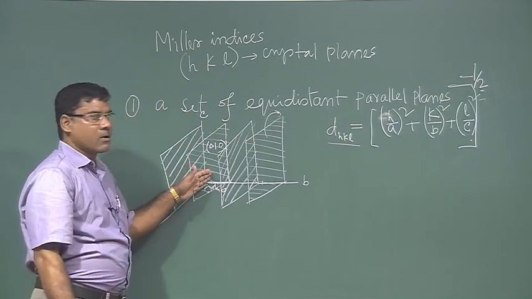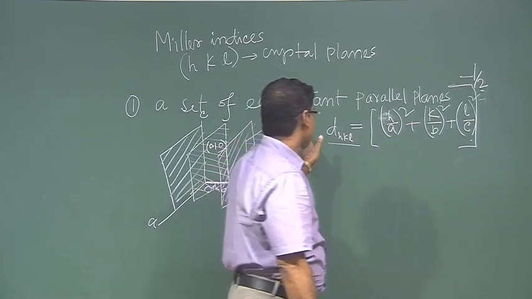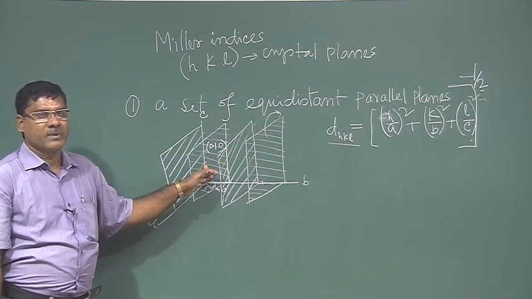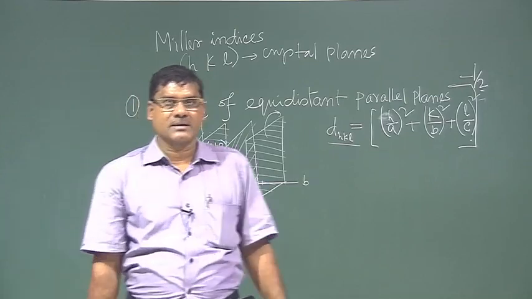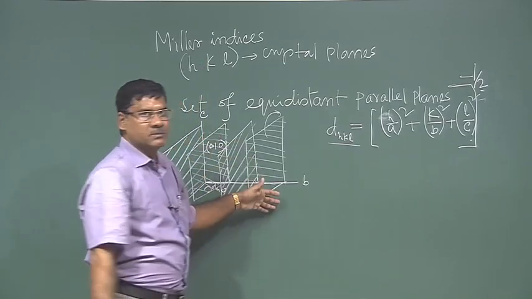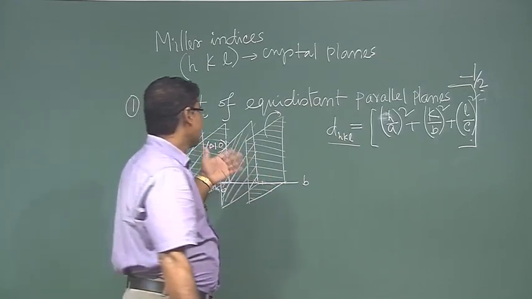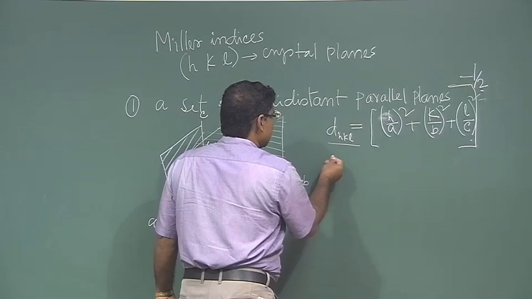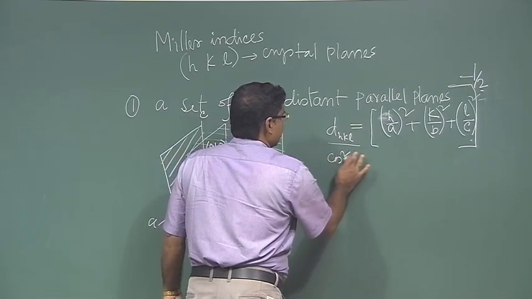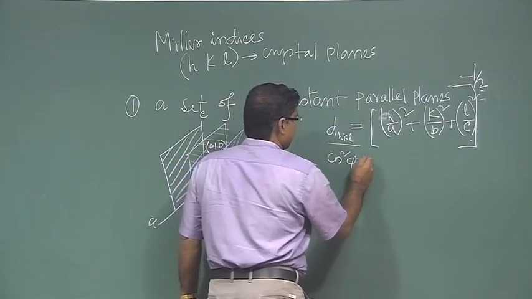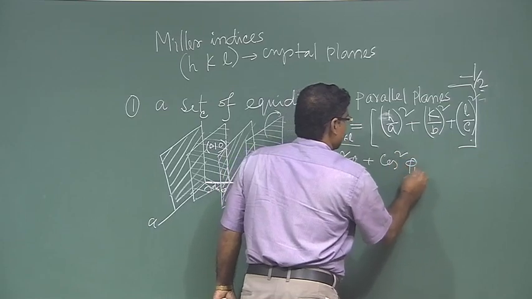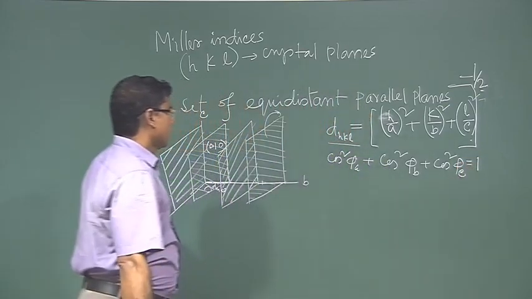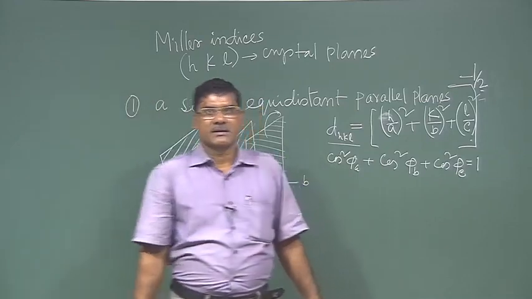So one has to take a normal on this plane from the origin, and any line we draw from the origin has direction cosines. Basically it makes angles with these three axes, and the direction cosines are the cosines of those angles, and they follow a rule: cos square phi a plus cos square phi b plus cos square phi c equals 1.